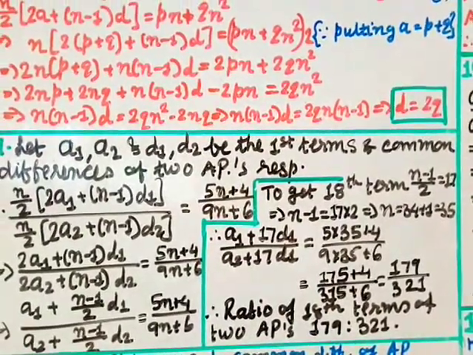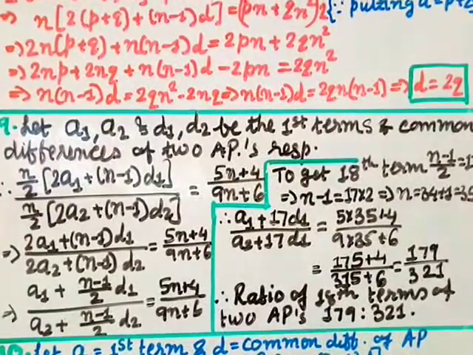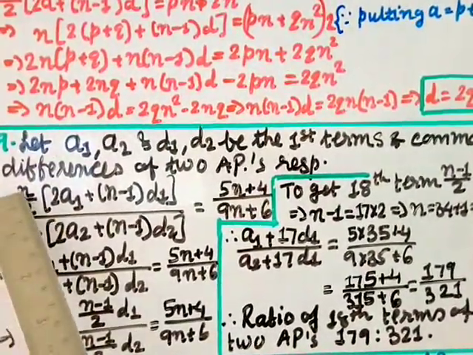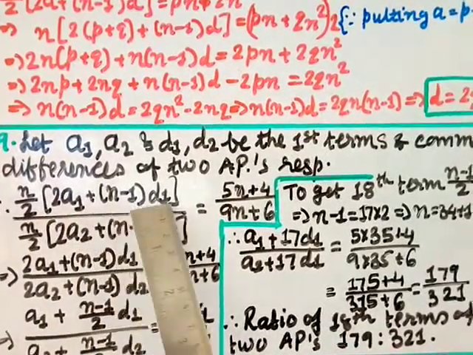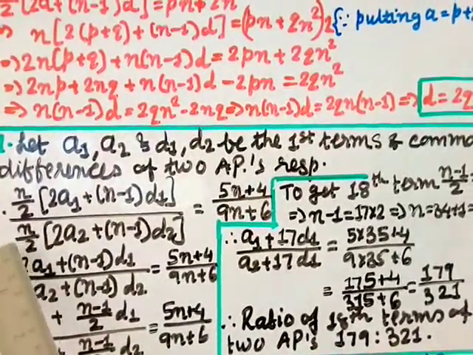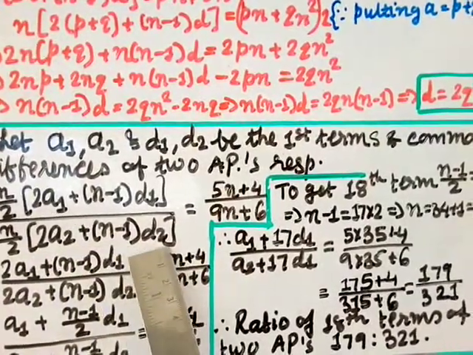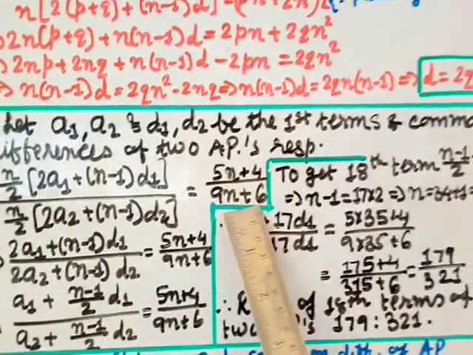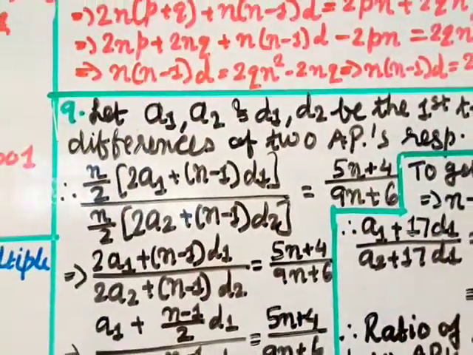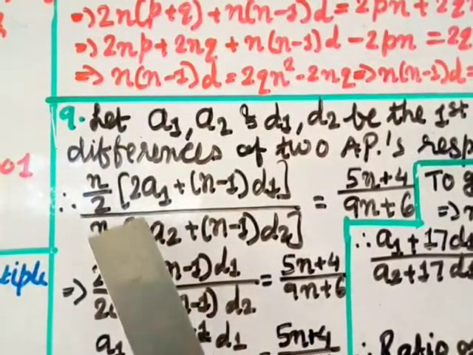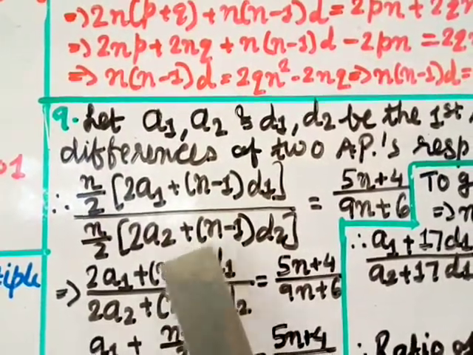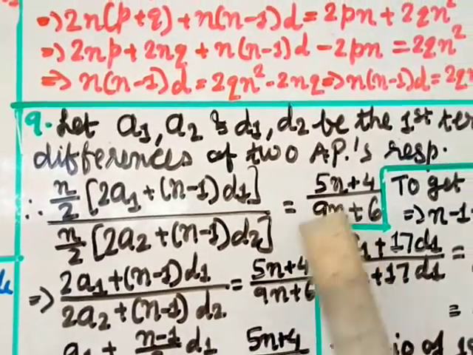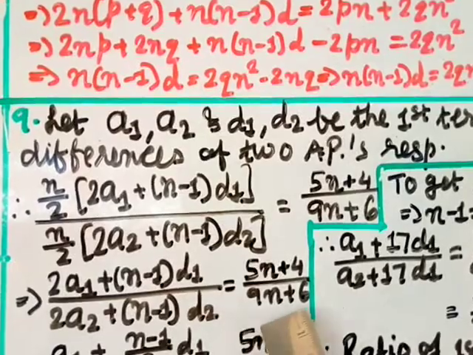So now we have to take the ratio. Given in the question is the ratio. So I take the ratio of the first AP and the second. For the first one, n by 2 [2a1 plus (n minus 1) d1], divided by the second one, n by 2 [2a2 plus (n minus 1) d2], equal to the ratio given to us, 5n plus 4 divided by 9n plus 6. This is 6, not 4. Now here n by 2 you can cut. Here 2a1 plus (n minus 1) into d1 and the denominator is 2a2 plus (n minus 1) d2 equal to, this as it is, 5n plus 4 divided by 9n plus 6.